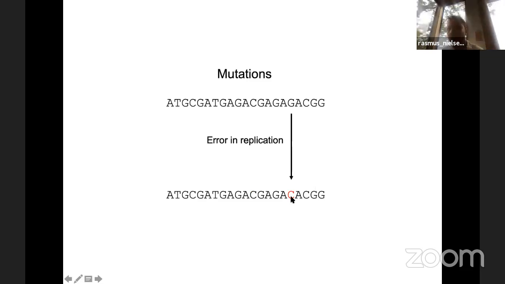They can be of many different forms, but the most common form is just that you take a base, a G here, for example, that becomes a C. Okay, so that's an error in replication. That's what a mutation is. So you should understand that concept.